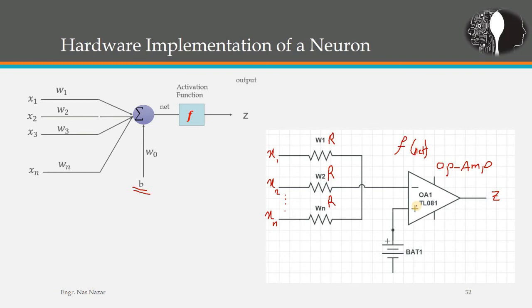You can simply design your neural network using different software, and then if you want to implement it using hardware, you can just use this model.